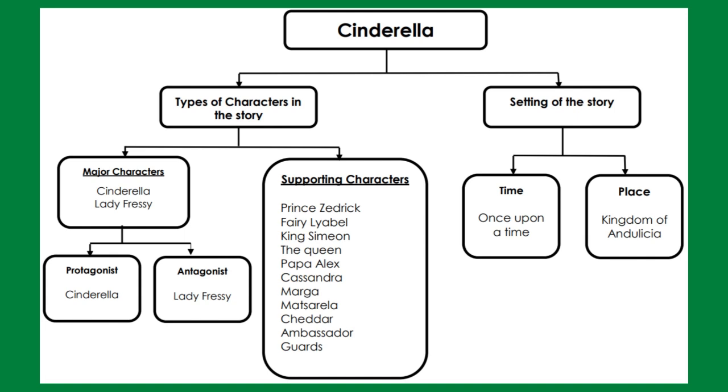Cinderella and Lady Fressie are the major characters, Cinderella as protagonist, Lady Fressie as antagonist. The supporting characters are Prince Cedric, Fairy Liabelle, King Simeon, the Queen, Papa Alex, Cassandra, Marga, Mozzarella, Cheddar, Ambassador, and the Guards. The setting of the story is in the kingdom of Andalithia. It happened once upon a time.